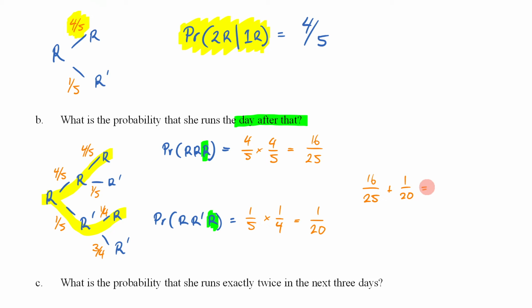We have our calculator here, so I'm not going to bother. We could, but I'm too lazy. I just want to use my calculator. All right, 16 on 25 plus 1 on 20. I'm getting 69 on 100. What does the back of the book say? The back of the book says 0.69, which is the same thing.